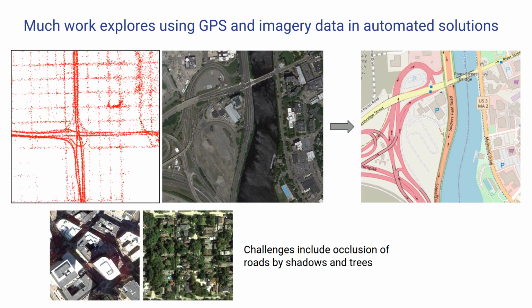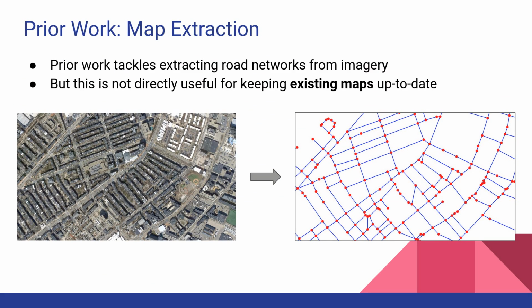To improve digital maps, over the last 2 decades, there's been a lot of interest in leveraging GPS trajectory data and, more recently, aerial and satellite imagery to automatically keep maps up to date. However, most prior work focuses on map extraction, where given an aerial image, they infer the positions of all roads in that image. But there's something missing here, and that's the existing map data.